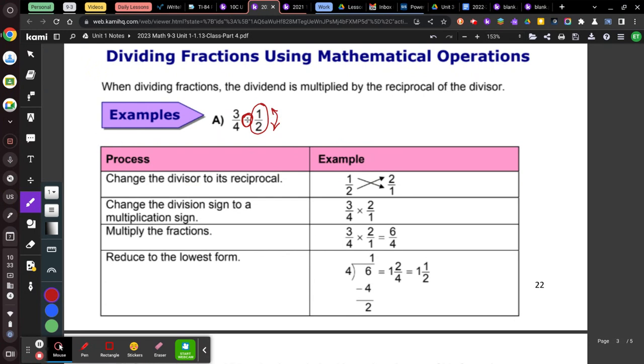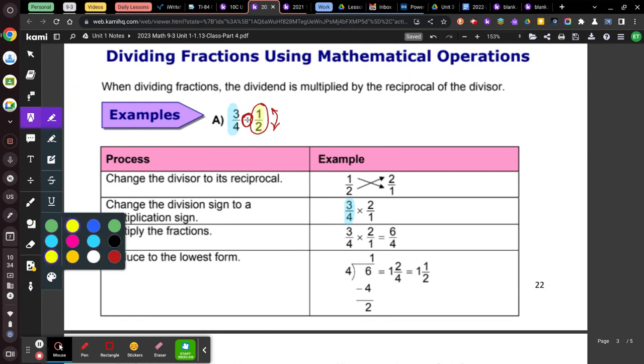The 3 over 4 doesn't flip. Okay, your first fraction stays the same. So my very first fraction right here, 3 over 4, stays 3 over 4. My second fraction is the one that's flipping upside down. And then we change our divide to a times. And then all we're doing is back to multiply rules. So top to top, bottom to bottom.